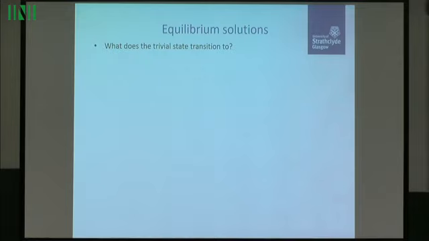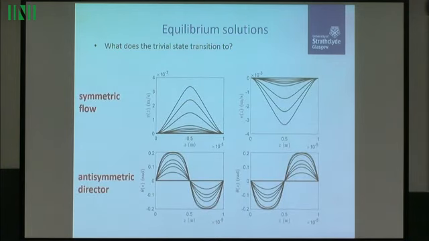Okay, so we know it transitions. We know the trivial state goes to something else. What does it go to? We've seen the modes. So what these diagrams here show you is the type of flow that can happen and the equivalent director structure. The different lines here are as I increase the activity. You can also think of this as, it's very similar actually, if I plotted these as a function of time, the growth of my mode would happen in exactly the same way, in fact. So either way is fine.